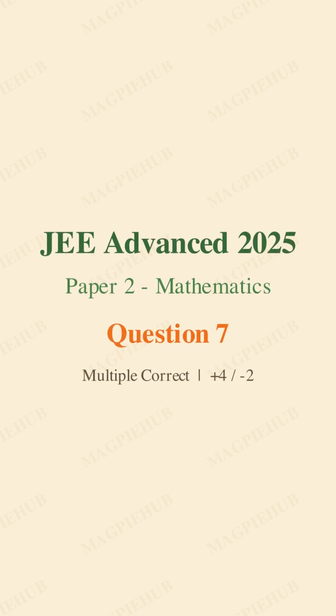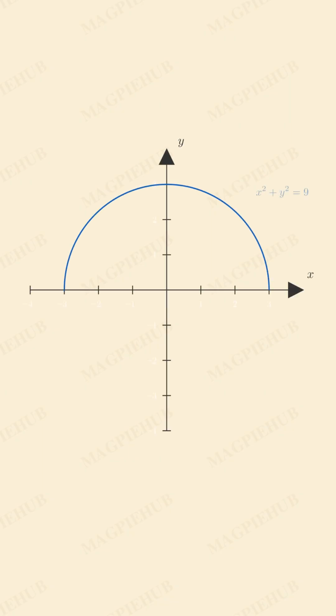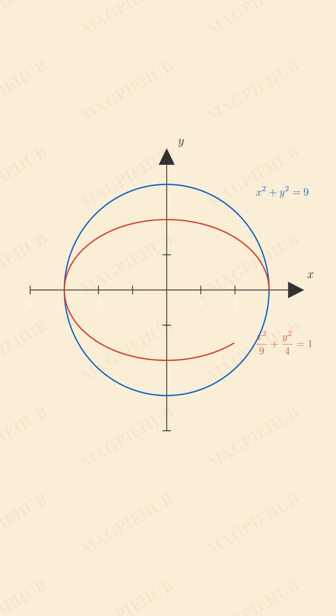JEE Advanced 2025, Paper 2, Mathematics, Question 7. Let us first visualize the setup. We have the circle x squared plus y squared equals 9 in blue, and the ellipse x squared over 9 plus y squared over 4 equals 1 in red. The point M is at (3, 0).